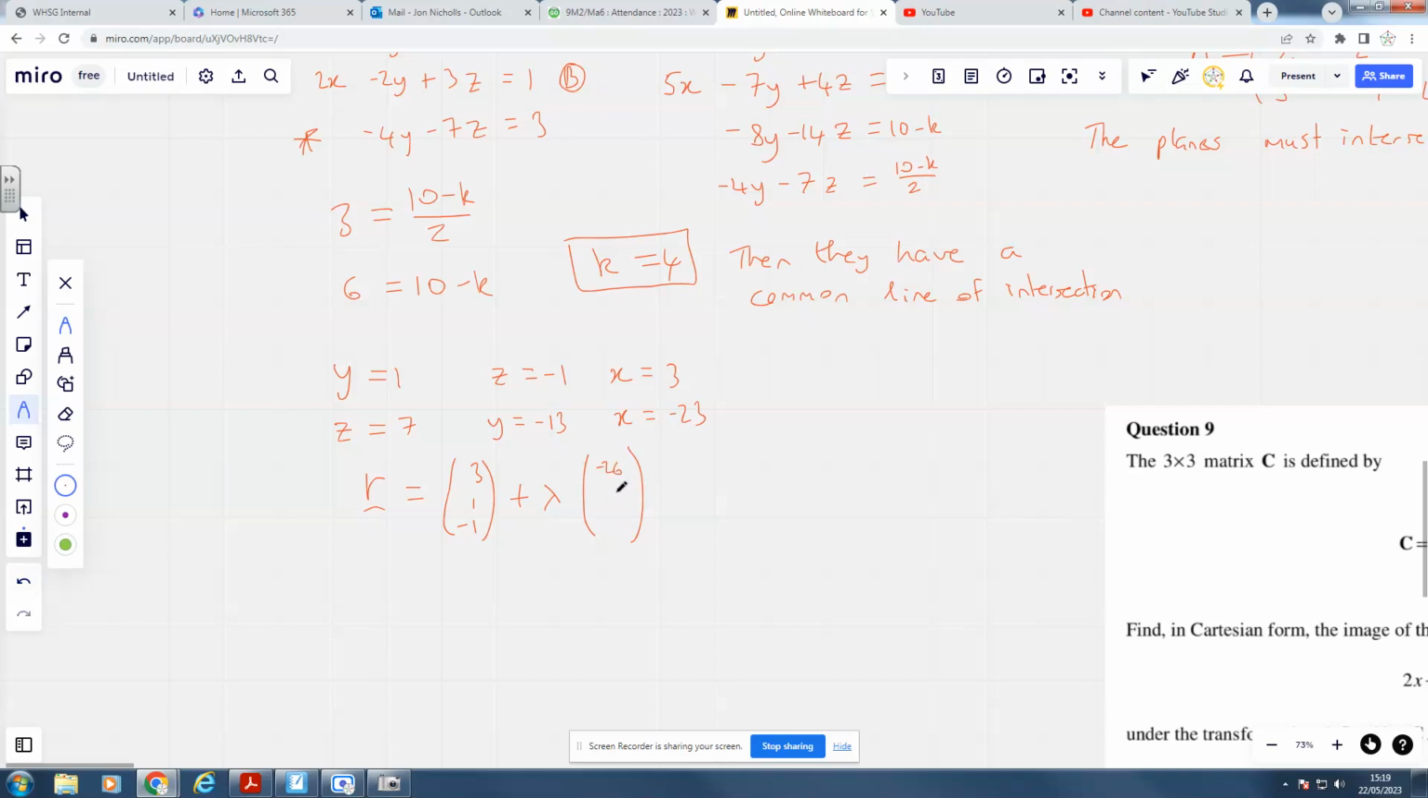And then going from 1 to minus 13, that sounds like minus 14. And then finally going from minus 1 up to 7, that sounds like positive 8. We can, of course, simplify that to r equals, let's simplify it, half everything: minus 13, minus 7, and 4.